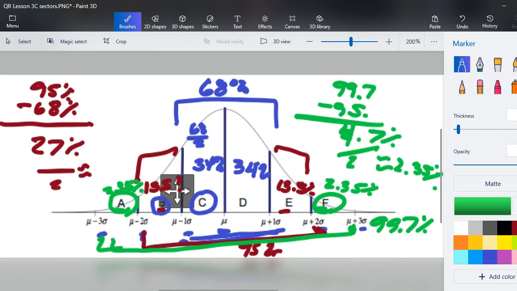I want to take a second to add up all of these percentages. I'm starting over here with 2.35, and then I'm going to add 13.5, add in our 34, add in 34, add in 13.5, and add in our 2.35. And what should they add up to be? Since they're falling under 3 standard deviations, they should, and they do, add up to 99.7%.